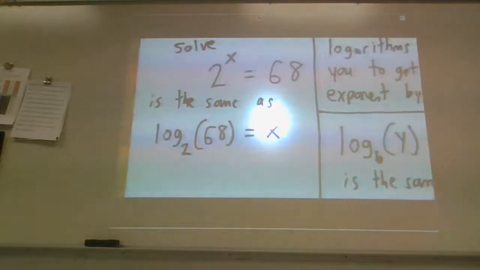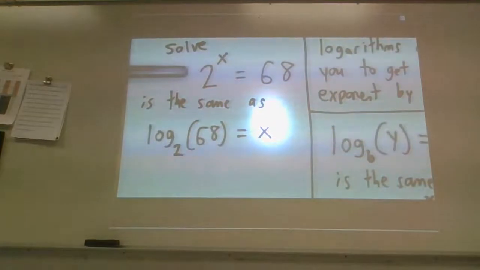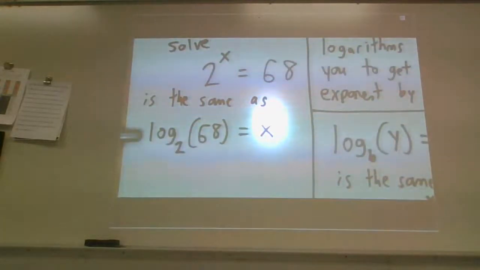Mr. Markey, what the heck actually is a logarithm? A logarithm is the inverse operation of an exponential. What we have up top here, when I said solve that, that is an exponential. A logarithm is nothing more than the inverse operation. It allows you to get that x by itself. It allows you to solve for the exponent. You're like, okay, well, what the heck is log base 2 of 68?